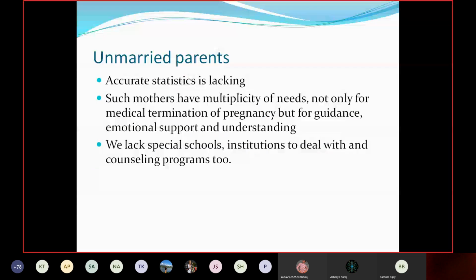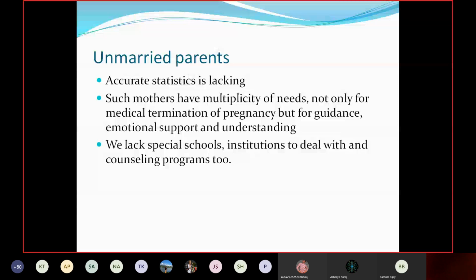So accurate statistics are lacking in our context, and because of this, a lot of social customs and traditions are associated with it. But in Western society, I was recently going through some articles in the Family Health Journal in the United Kingdom, and unmarried mothers are a big problem in Western and industrialized countries. Such mothers, such parents, have a multiplicity of needs, not only for the medical termination of pregnancy, but for guidance, emotional support and understanding.